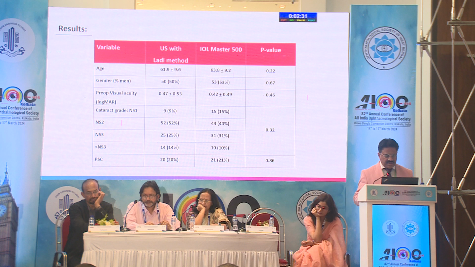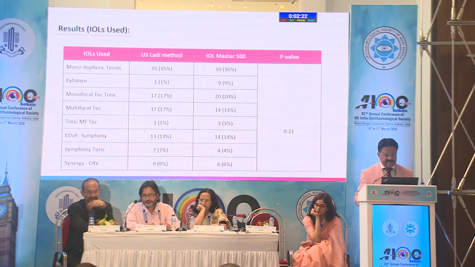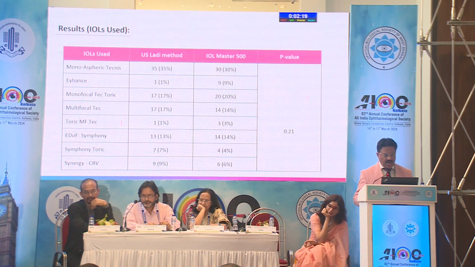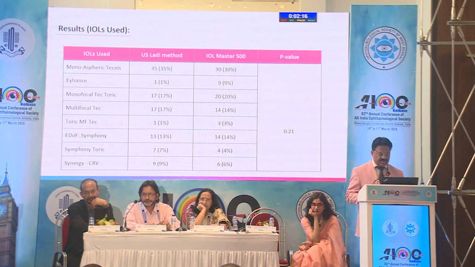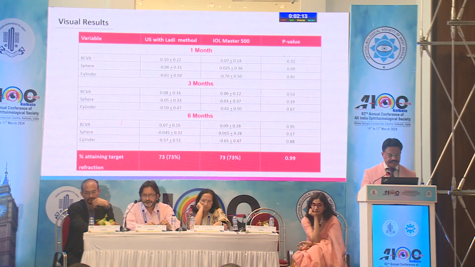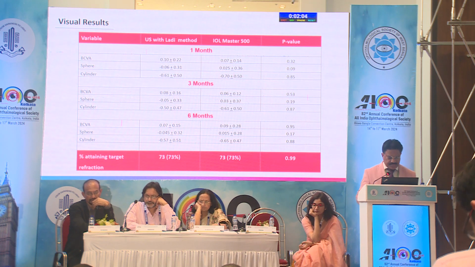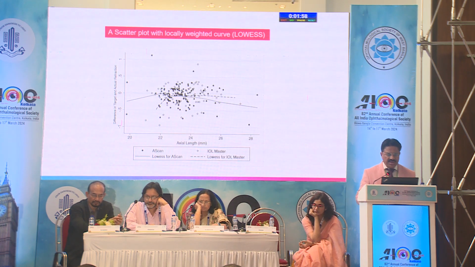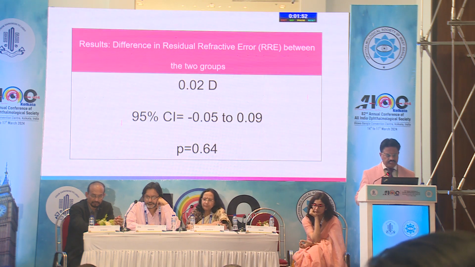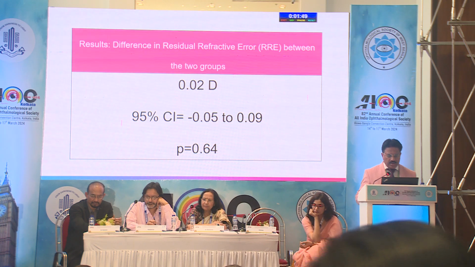All variables, age, gender, visual acuity, and types of cataracts were almost the same in both ultrasound and optical groups with no statistical difference. IOLs used were monofocal aspheric and a variety of multifocal IOLs, almost the same in both groups. Visual acuity, spheres, and cylinder at 1 month, 3 months, and 6 months were almost the same in both groups, and both groups attained target refraction in 73% of patients. The Lovis diagram shows that target was achieved very well except for the extremes of axial length. The group difference was only 0.2 diopters.